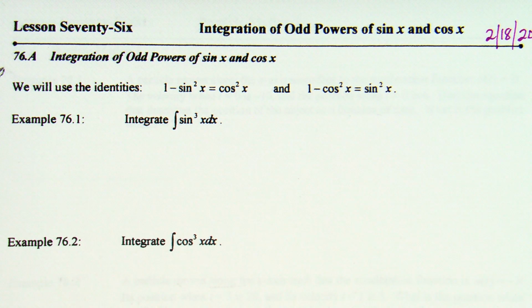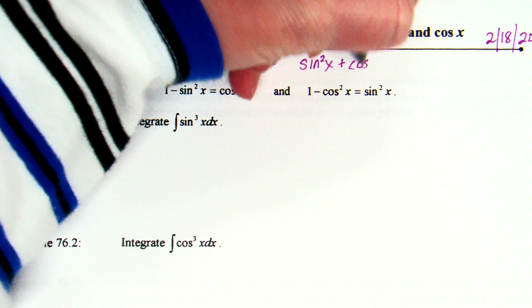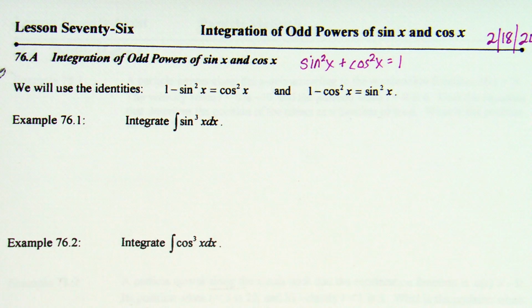1 minus sine squared x equals cosine squared x, and 1 minus cosine squared x equals sine squared x. Do you guys realize what identity that's coming from? Sine squared plus cosine squared. Yeah. Sine squared x plus cosine squared x equals 1. That main Pythagorean identity can be changed into either of these, correct?